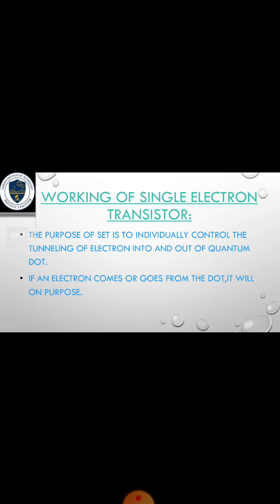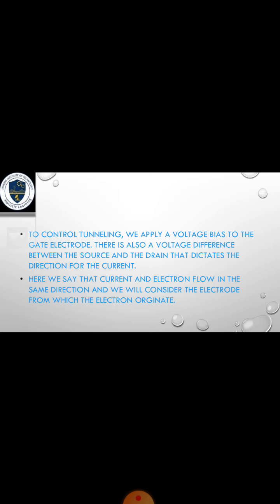Working of a single electron transistor. The purpose of a SET is to individually control the tunneling of an electron into and out of the quantum dot. If an electron comes or goes from the dot, it does so on purpose. To control the tunneling, we apply a voltage bias to a gate electrode. There is also a voltage difference between the source and the drain that indicates the direction of the current. Here we can say that the current and the electron flow are in opposite directions, and we will consider the direction from which the electron originated.